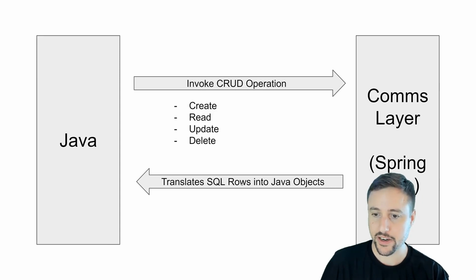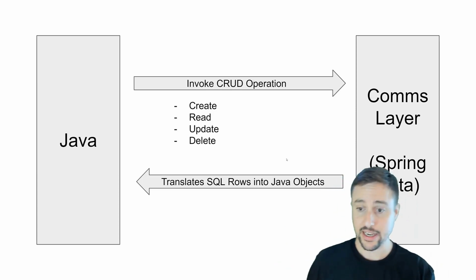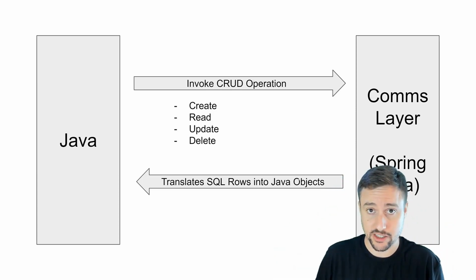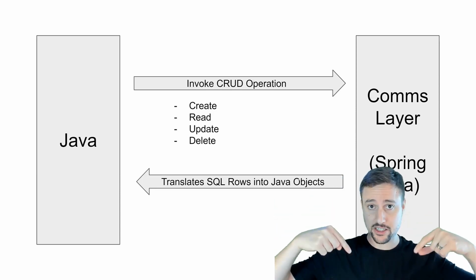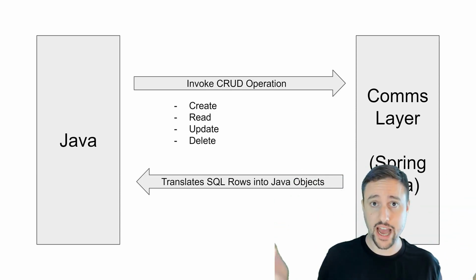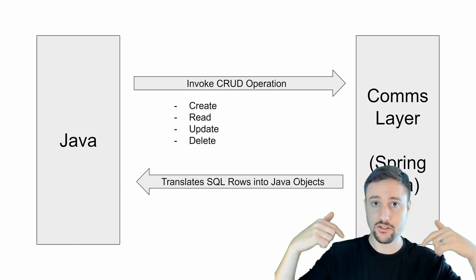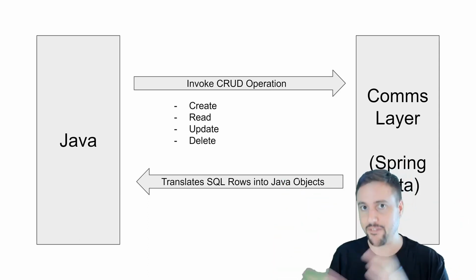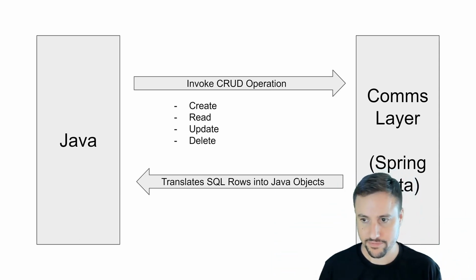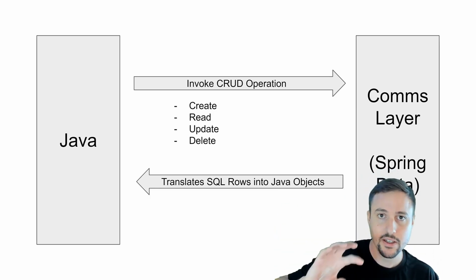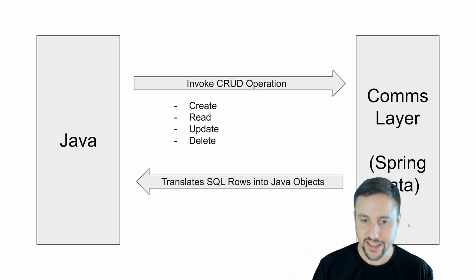And that's what happens here: it translates those SQL rows, in other words, the Excel spreadsheet rows, and turns them back into Java objects, right? That's what these communication layers do. They take in text and turn it into Java objects, or take Java objects and turn them into text, or what have you. So it's a translation. It translates from one language to another. In this case, we're translating from SQL into Java. That's what the Spring data layer will do. It translates it into Java objects. So then Java's happy. Cool.